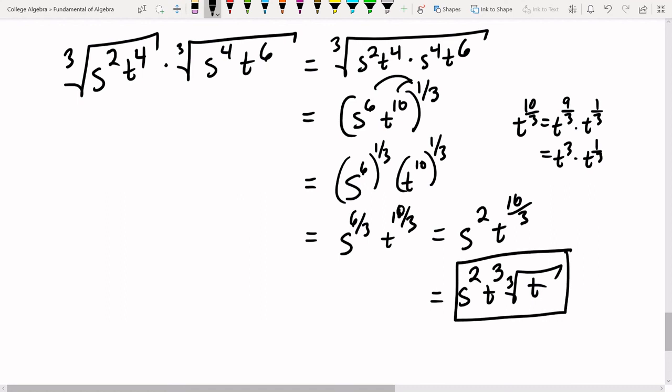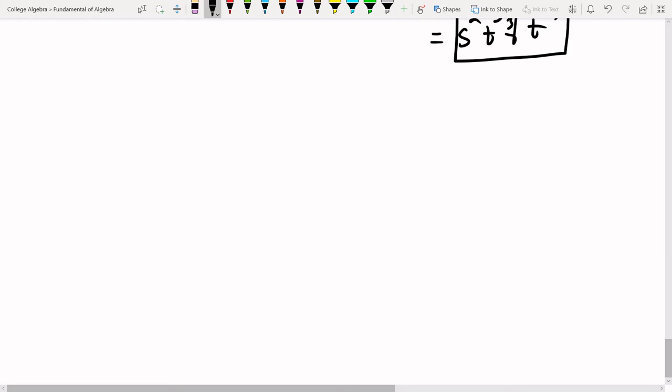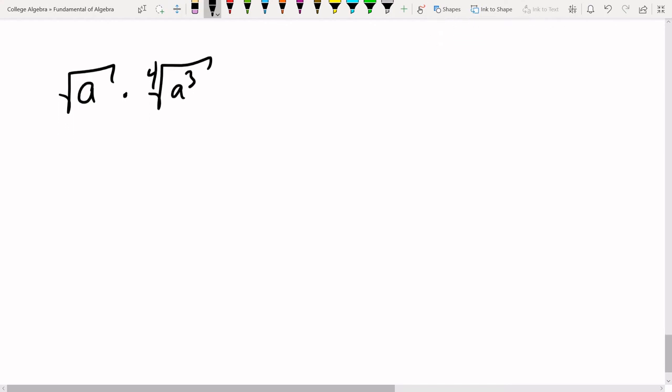Okay. Last one, we'll do the square root of a times the 4th root of a cubed. Now this one's a little bit different. Here we have different powers of the radical. To do this, it's going to be better to work with the powers themselves rather than the radicals, because there's not very much we can do with the radicals. The first one is a square root because it's not written there.